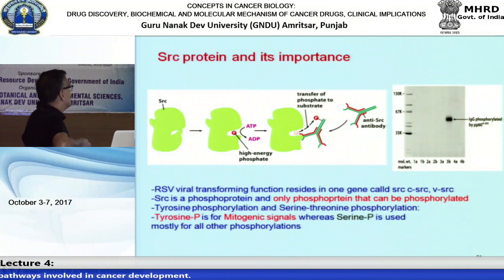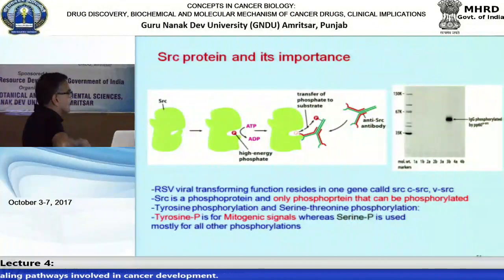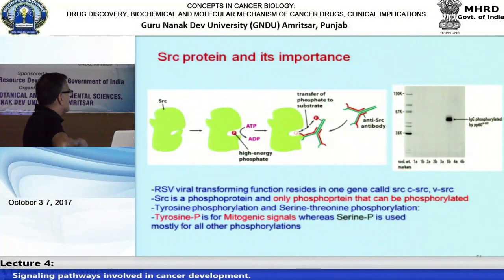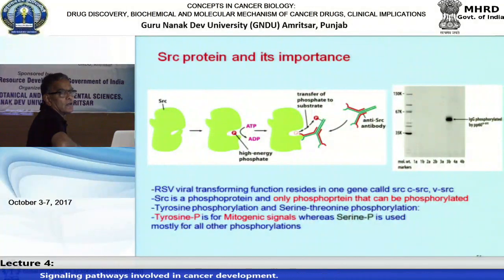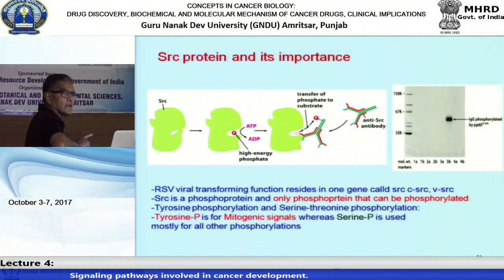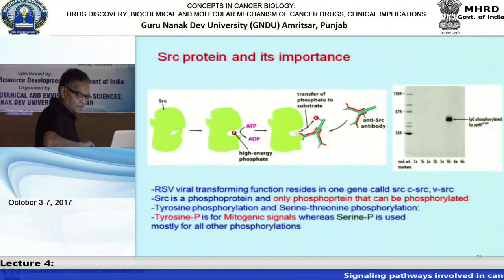So SARC, as I said, is a self-phosphorylating protein. It's a phosphoprotein, meaning it self-phosphorylates. There is nothing else in the body that does that. And we talked about tyrosine and serine phosphorylation. Tyrosine phosphorylation is for mitogenic signals, and serine phosphorylation is for the CDKs and also TGF. TGF beta is the only growth factor that uses serine phosphorylation and not tyrosine phosphorylation. All other growth factors use tyrosine phosphorylation.